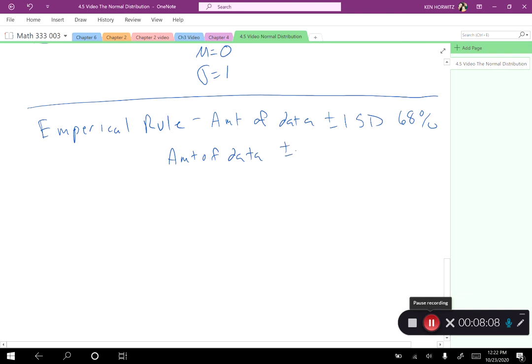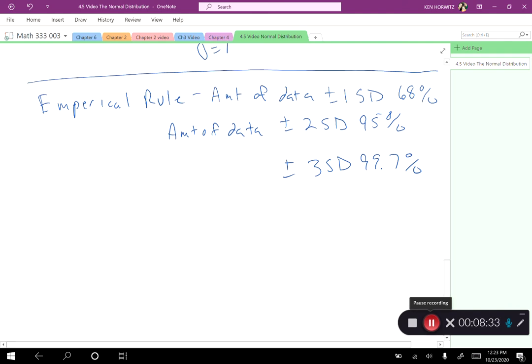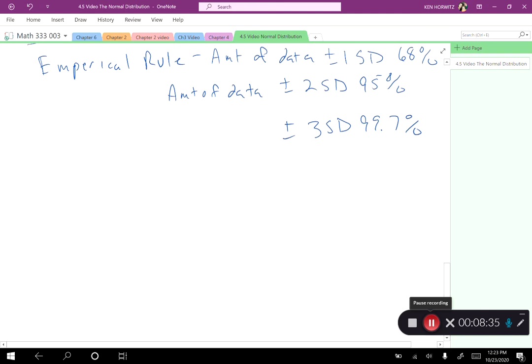All right, the amount of data contained within two standard deviations is 95%. And the amount of data contained within 3 standard deviations is 99.7%. If you're going beyond 3 standard deviations, let's say 4 standard deviations positive, I'm going to get very much closer to my 100%. Never quite hit it, but you will get closer and closer.